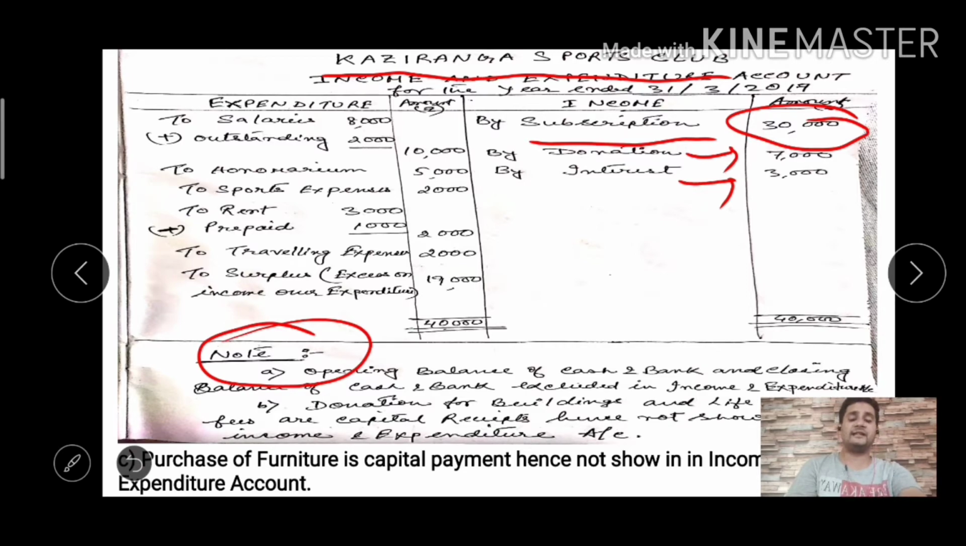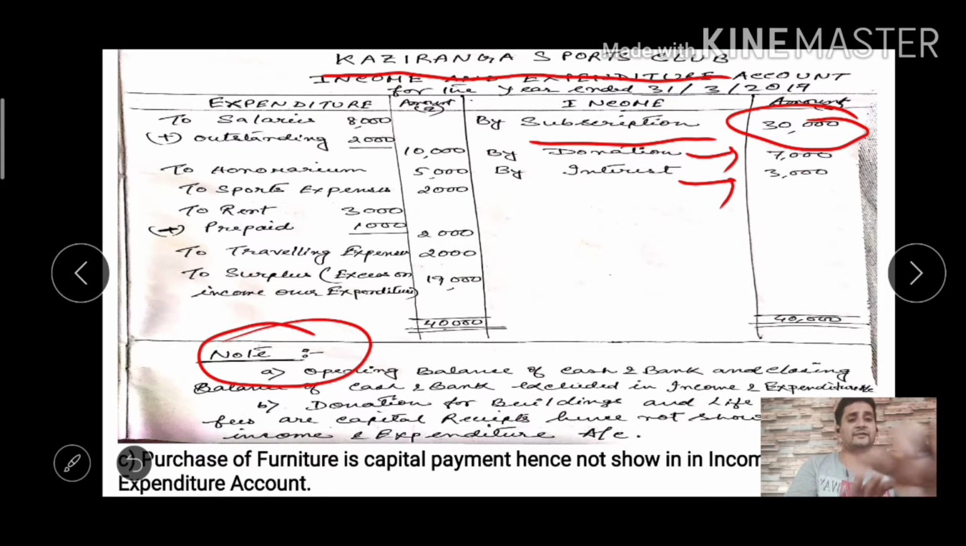Next, donation for building and life membership fees are capital in nature, so that is why they will not be shown in the income and expenditure account. And thirdly, purchase of furniture is a capital payment, so hence it will not be shown in the income and expenditure account. Then you will get the full marks, otherwise you will not get the full marks.